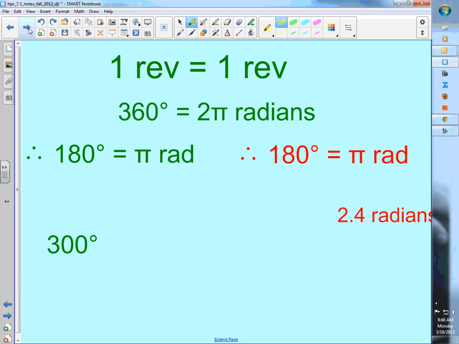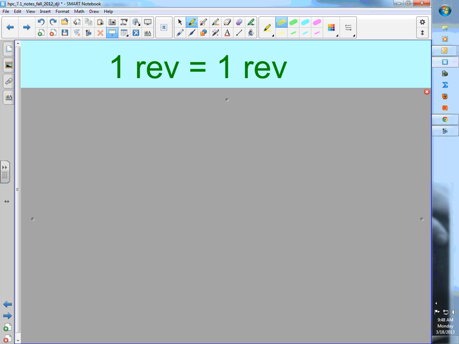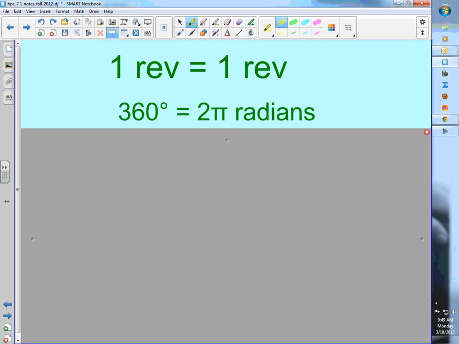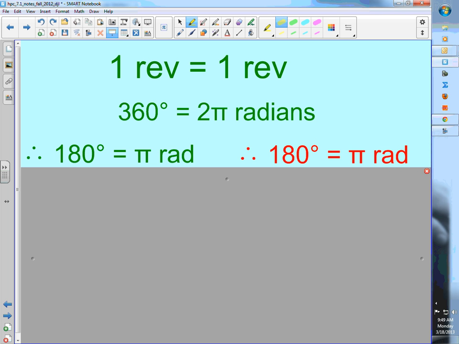This is just a basic algebra equation. If you look at this, one revolution is equal to one revolution, no matter how you slice it. If you do it in degrees, it's 360, and in radians, it's 2 pi. If you divide that equation by 2, you get 180 is equal to pi. 180 degrees equals pi radians.